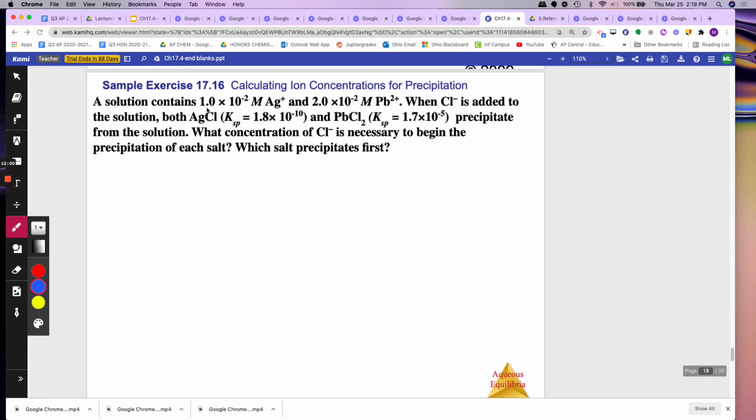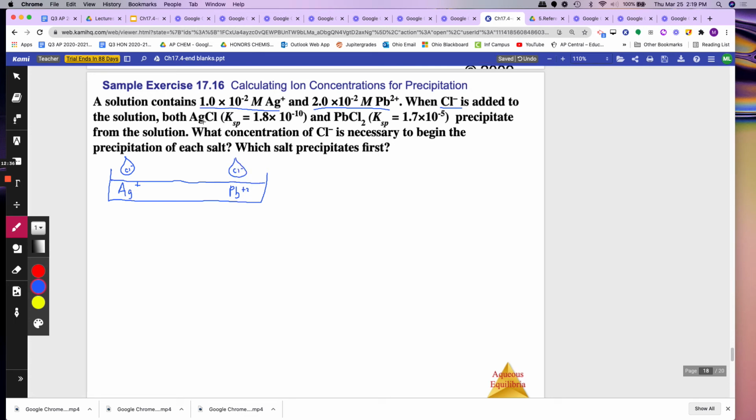A solution contains 1.0 molar Ag plus and 2.0 molar Pb plus 2. So I'm going to go ahead and draw a beaker. It's going to be kind of wide just to show you what's happening here. You have Ag plus, and you also have some Pb plus 2. Okay? When Cl minus is added to the solution, so you're adding Cl minus here, Cl minus there.